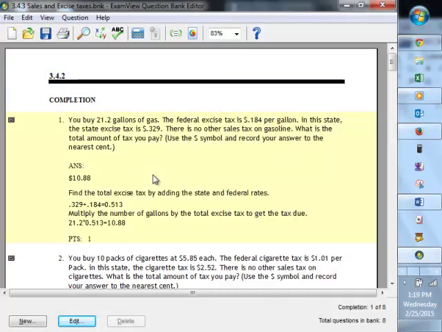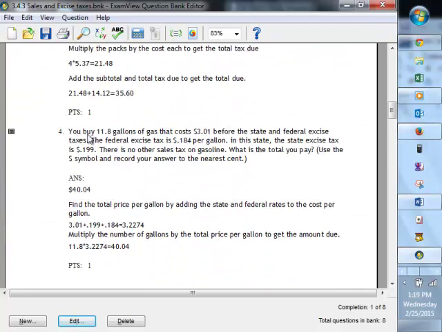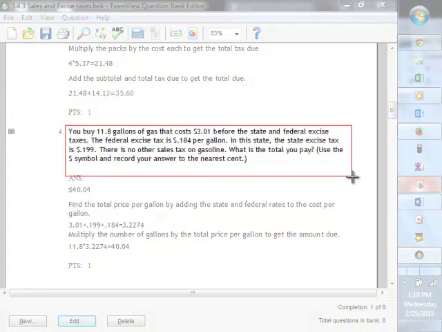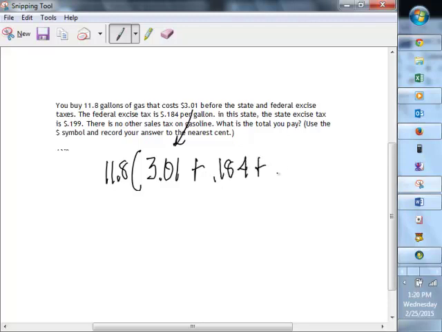The only difference between the first question and the third question here is that it says you buy 11.8 gallons and you want to know the total amount you pay. Since you want to know the total amount you pay, you would multiply the 11.8 gallons times not just the tax, but the price of the gas, plus the tax for federal, plus the tax for state, and just enter that on your calculator.